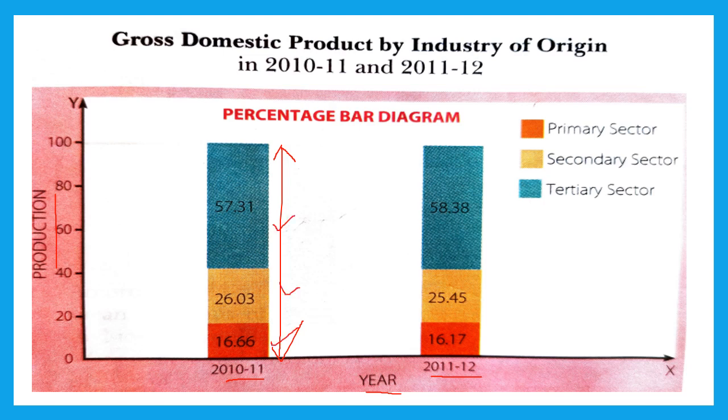So the contribution by the primary sector is 16.66, the contribution by the secondary sector is 26.03, and the contribution by the tertiary sector is 57.31. Similarly, we have shown this for the second year also.